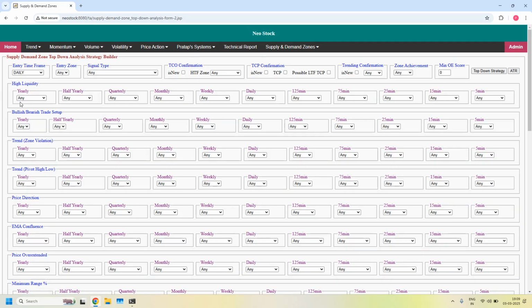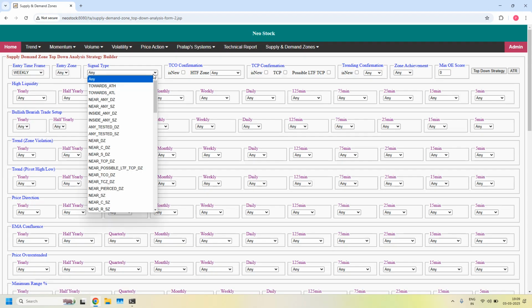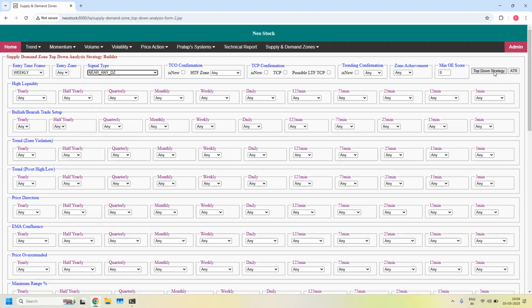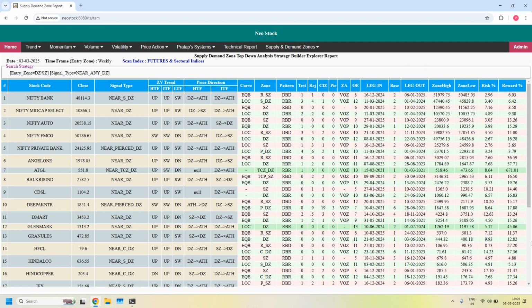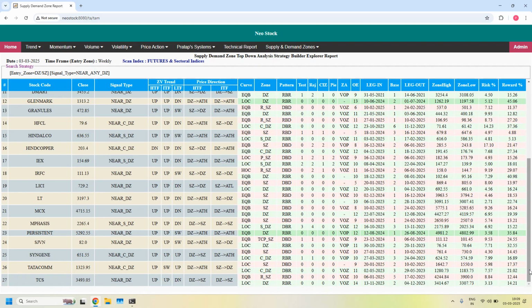Okay, next time frame is weekly. Now I will also generate one of the requests asked by a member. So first let me finish the weekly time frame. Stocks near weekly demand zone. We got the first 16 stocks in the list. I am scrolling the list down. So 27 stocks are filtered.